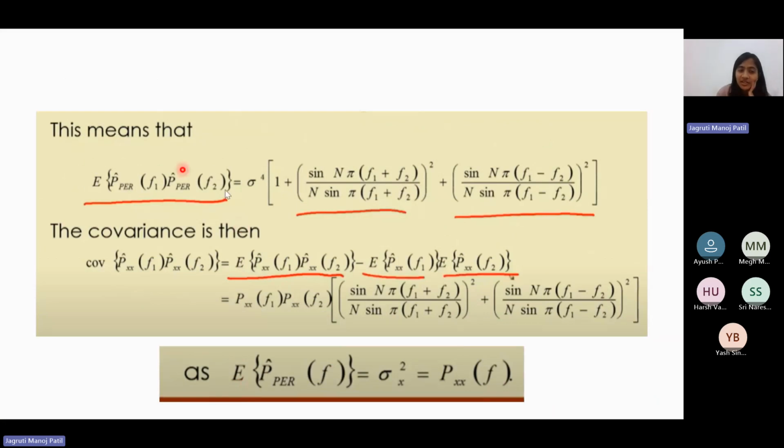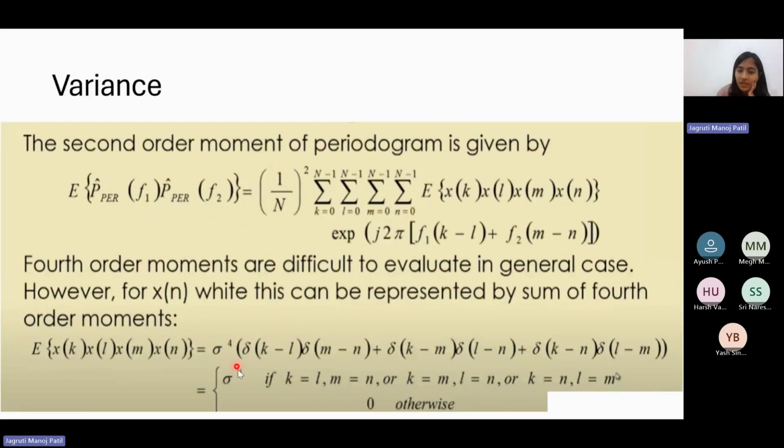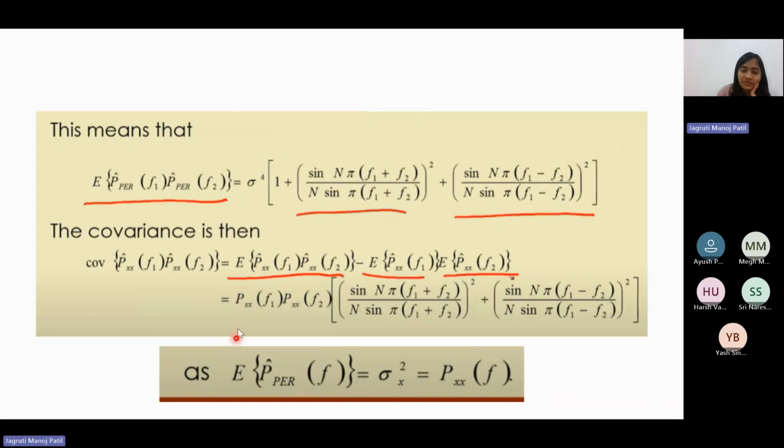Then for expectation, they said it's sigma power 4, and then we solve these terms, and again got some sine functions over here. It's essentially the sinc functions. Again they wrote the covariance. The covariance is the expectation of the two periodograms, or power spectral densities, minus the product of the individual expectations. So we got the terms.